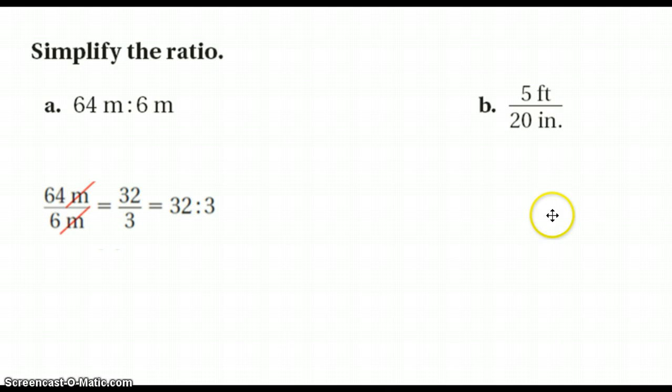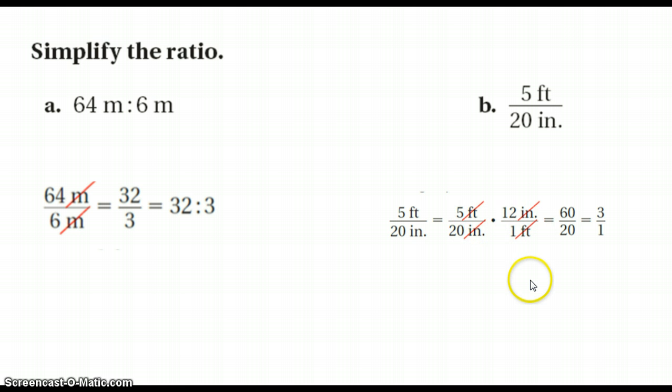Here, when we get to B, the problem is 5 feet and 20 inches are not the same units. So the first thing you're going to have to do is change 5 feet to inches. You always want to go smaller because it's really hard to make 20 inches into feet without using decimals, and we don't want decimals in our problem. So you're going to change 5 feet to inches, which comes out to be 60.